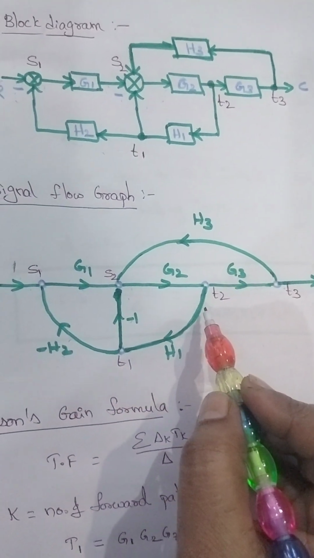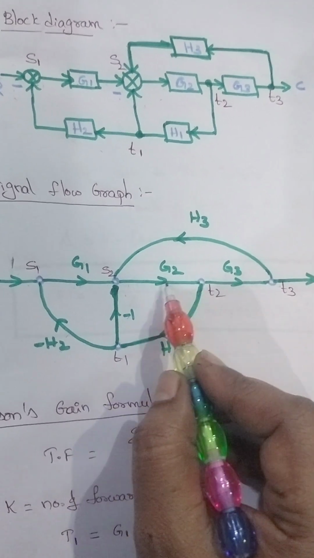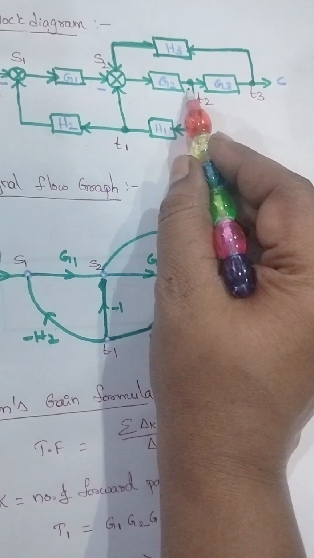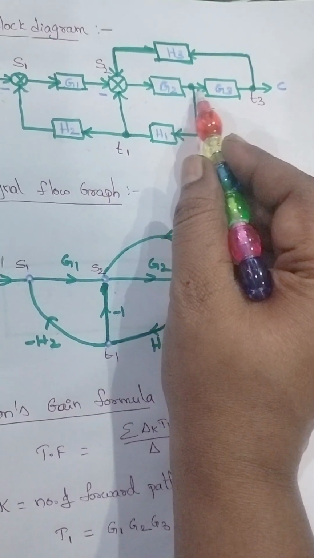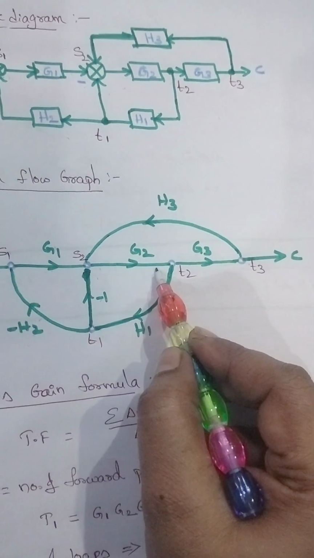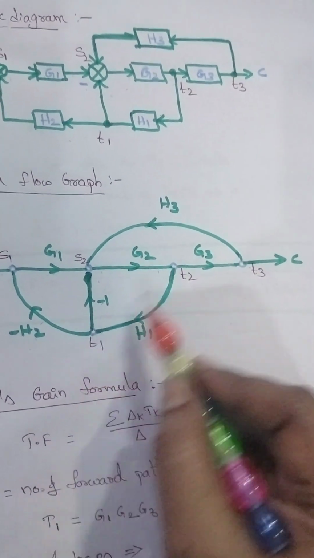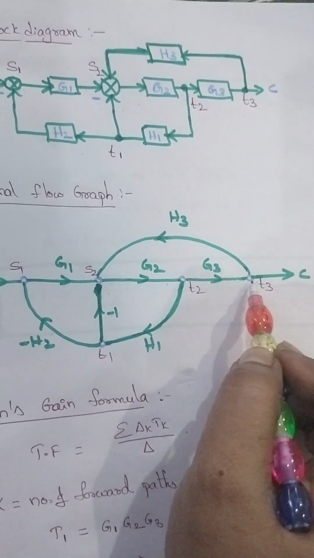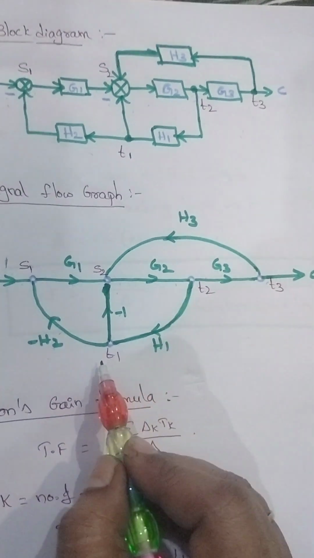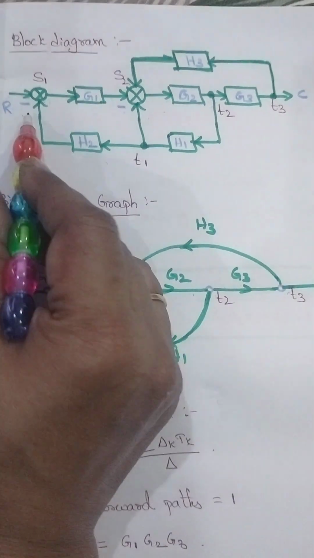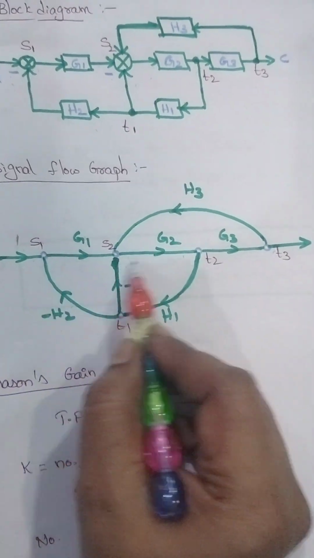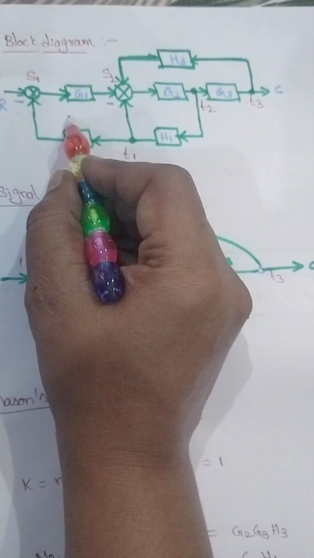Now coming to this one, here is another node. What is that? T2. At T2 we have one incoming and two outgoings. So here is a G2, and after that H1 to T1, G3 to T3. Now at T3, here are these two. Now at T1, here minus H2 and then minus 1. So in this way, after placing the nodes, you have to draw all the branches like this.